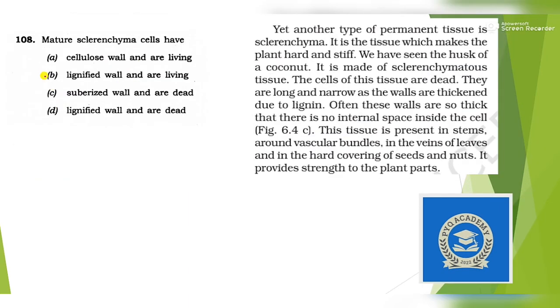Mature sclerenchyma cells have. Okay, so here you can see the statement. Another type of plant tissue is sclerenchyma. It is tissue which makes plant hard and stiff. We see in the husk of coconut, the cells are dead. Let's find the option dead. That means these two options are eliminated. Then suberized wall or lignified wall. You can see here due to lignin. So lignified wall is our answer, option D. Okay, let's move to next question.